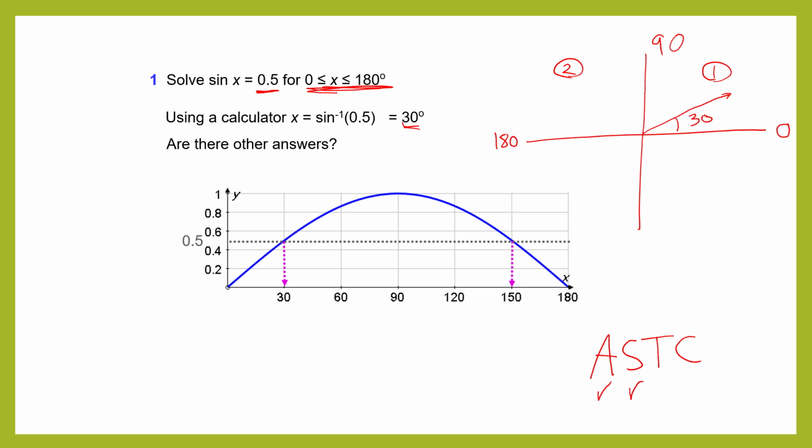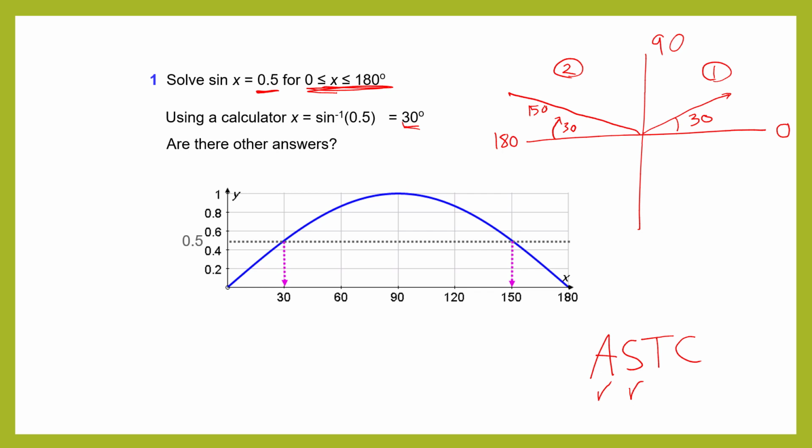So what about the second quadrant? How can I know it? You have two ways. You will go clockwise 30 degrees from the 180. So you will decrease 30 degrees from the 180 clockwise. So if you remove 30 from 180, it will be 150 degrees.